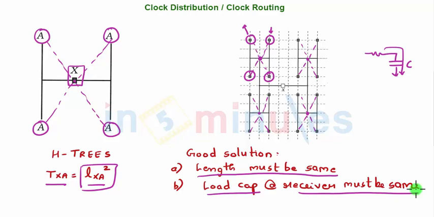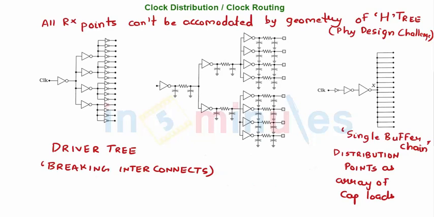So though this will support the geometry, let's go to the next slide, you'll understand. All receiver points can be accommodated by the geometry of the H tree, but ensuring that the capacitance at the load is the same, and that the receiver points are equidistant from the clock generator point, is quite a challenging task at the physical level. Though we can use it, if there is a better solution, we can go ahead and use that.